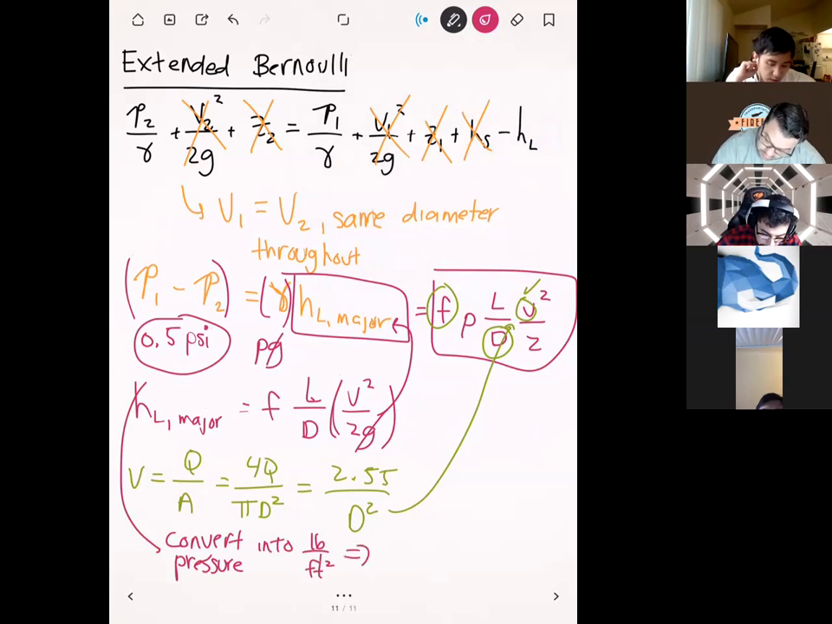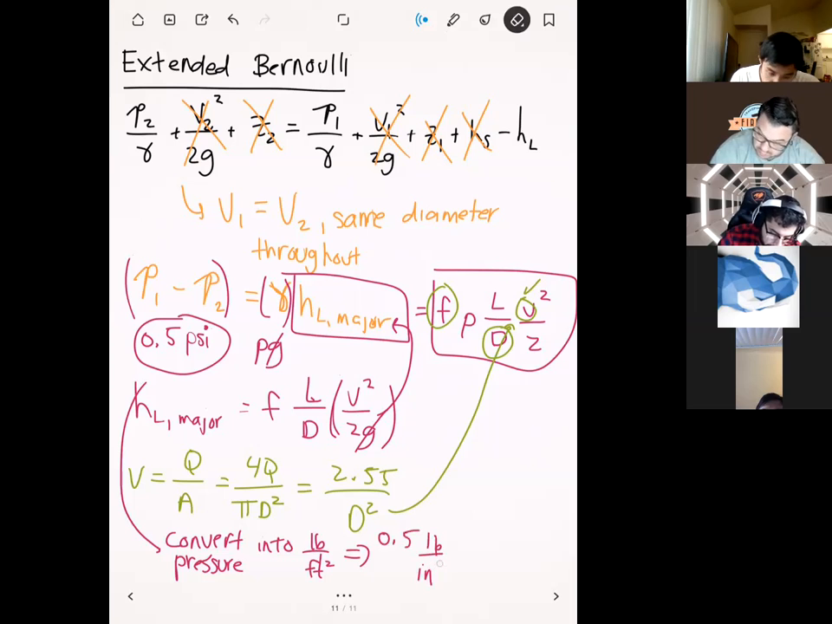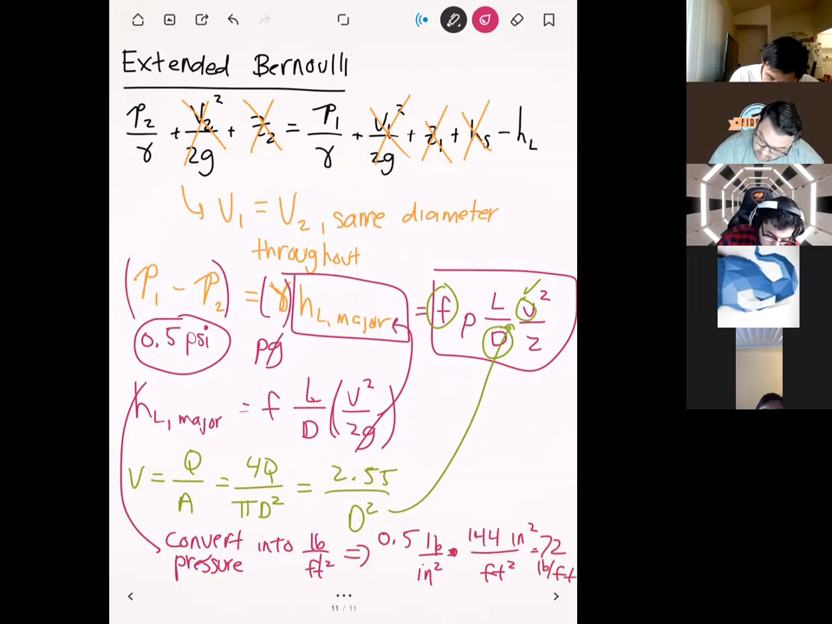Because all the other quantities in the problem are given in feet, it would help us to convert the psi into pounds per feet squared. So there's going to be 0.5 pounds per inches squared. In order to convert this, we're going to multiply by 144 inches squared over feet squared. This gives us 72 pounds per feet squared, and we can plug that into our pressure drop above.